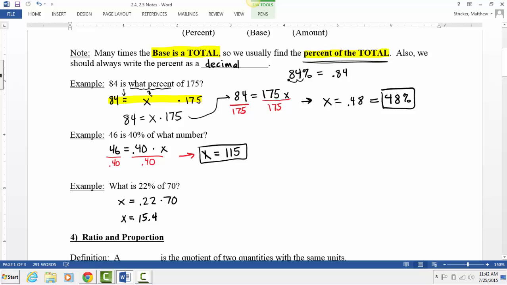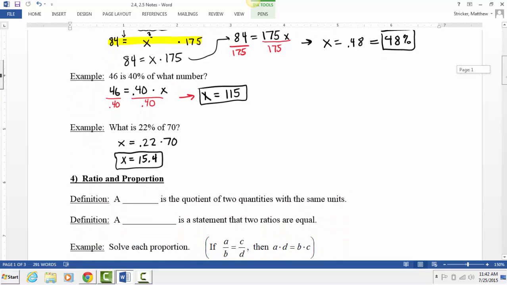Okay, so that's the basics of working with percent equations. Remember, we're always taking the percent of a total. We always have to write the percent as a decimal. These problems are not that interesting, but we do need to talk about the basics of a percent before we get to class. When we get to class, we'll start to talk about some applications of these and some problems that are a lot more interesting.